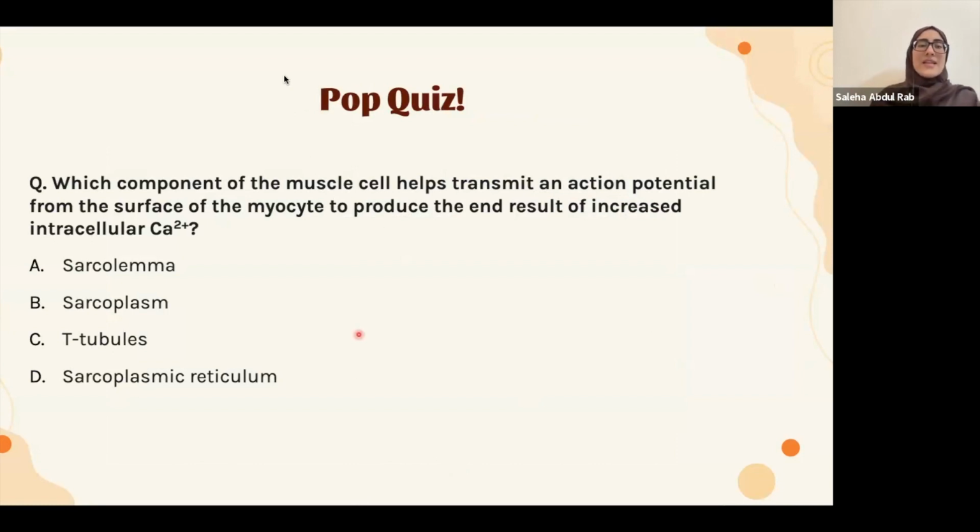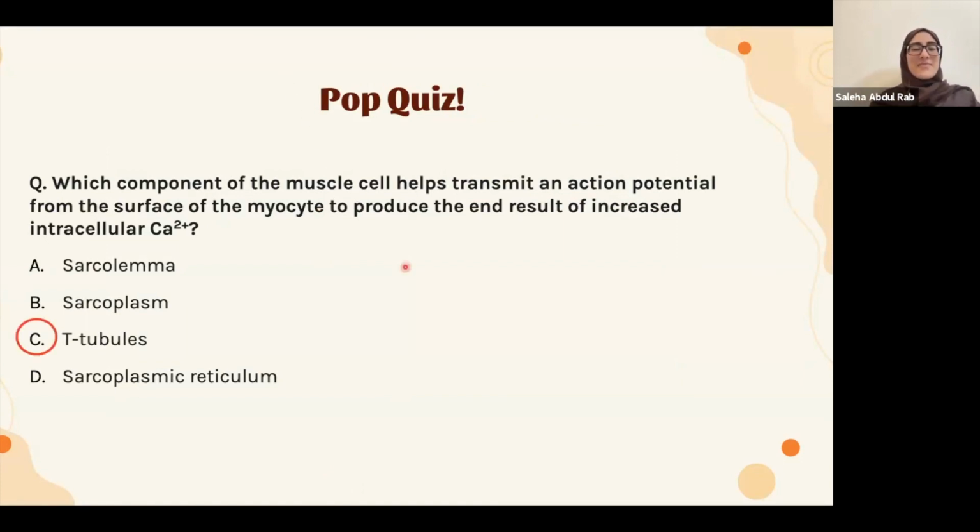Bilal says C. Bilal is on fire today, mashallah. I don't want to say if that's the answer, though. He might be wrong. Anyone else? Saad also says C. We're going to go with C.